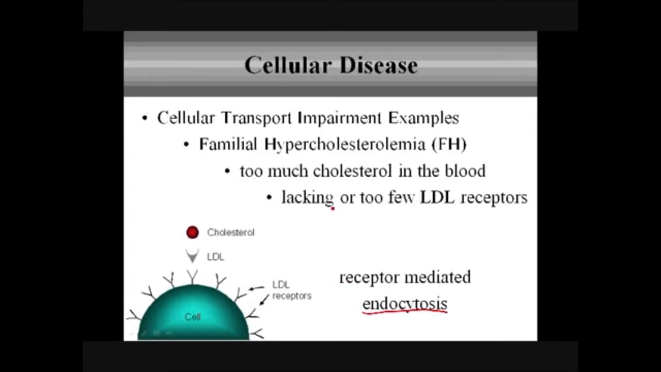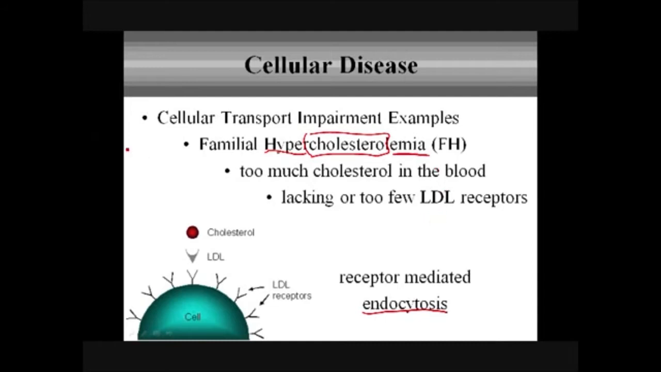FH, familial hypercholesterolemia. Hopefully we can break this word down with our knowledge of medical terminology. Hyper meaning excessive, cholesterol, pretty self-explanatory. Emia, we're talking about a condition of the blood. So this is basically a condition where there's too much cholesterol in the blood. And the reason for the excessive cholesterol in the blood is actually because of the LDL receptors.